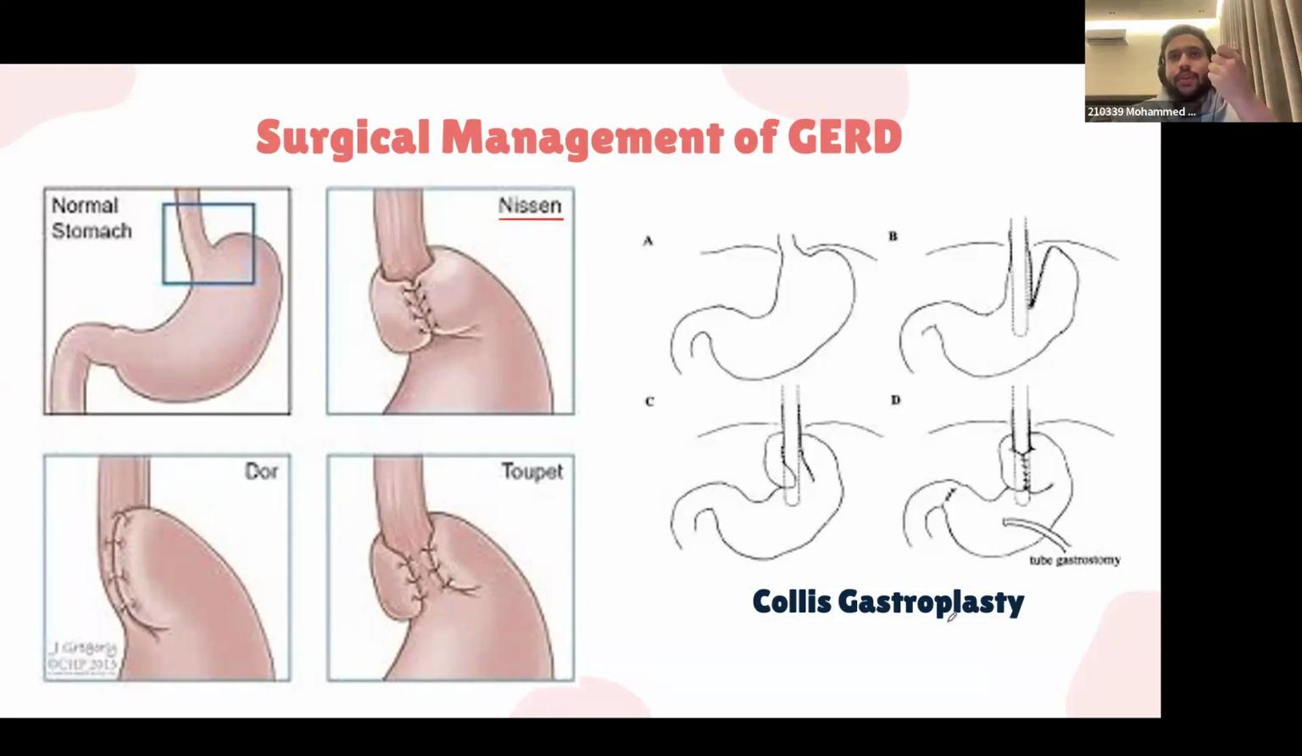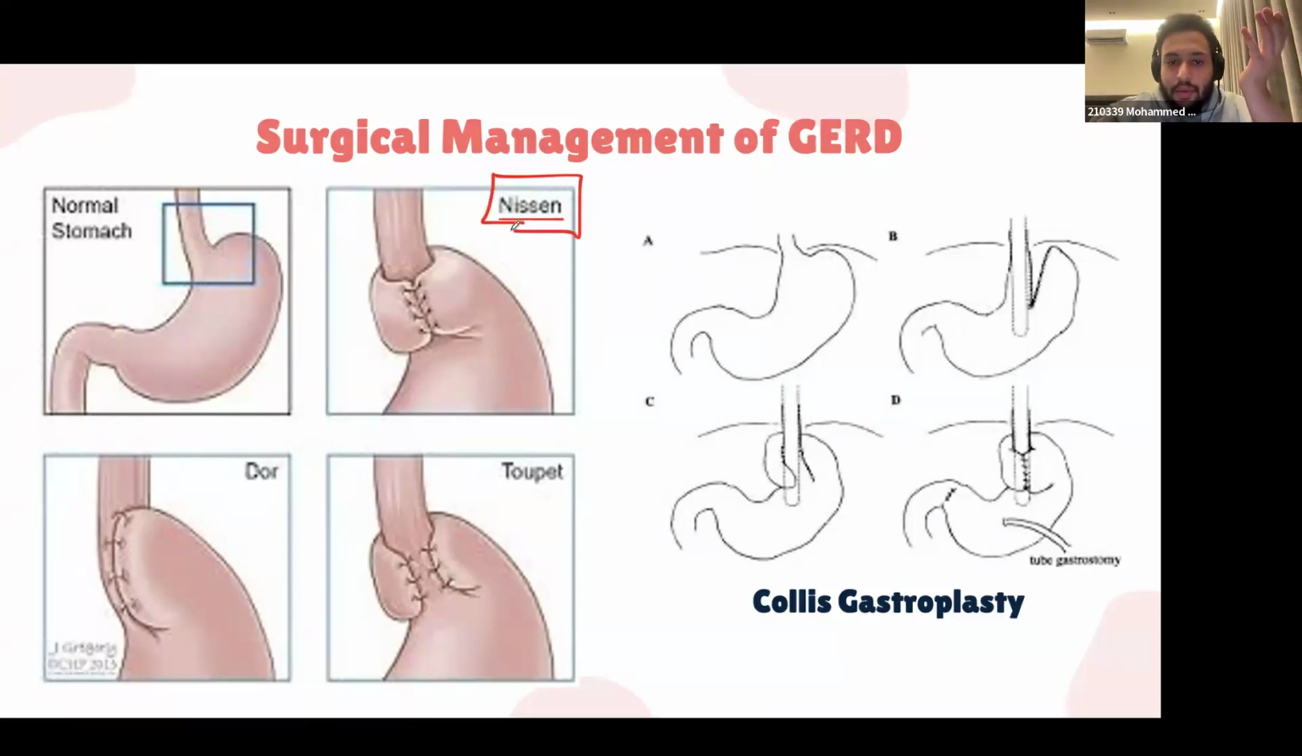For Collis, you basically cut the stomach from the top, from the fundus. You take that piece and you just wrap it. You're not taking the whole fundus up and moving it. No, you just take that piece that you cut. That's it. The most common surgical procedure that we do is Nissen.